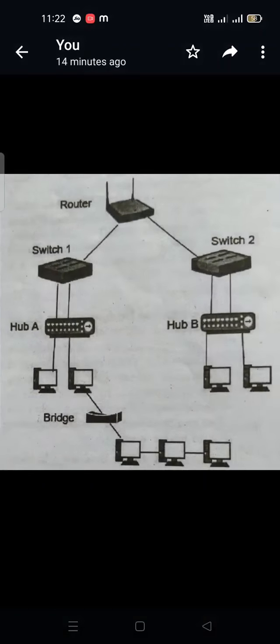Finally, you can observe here all of the devices. A router is used between two networks. A switch forwards to the appropriate destination; you can observe the figures here. A hub has multiple ports which are connected. A bridge connects a group of networks, either similar networks like Ethernet or different networks like Ethernet and ring topologies.